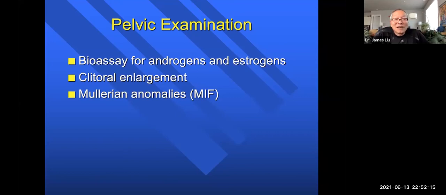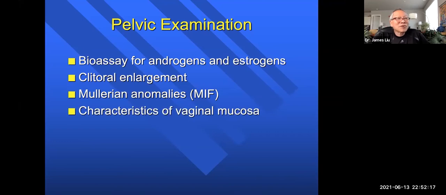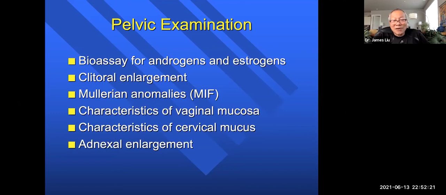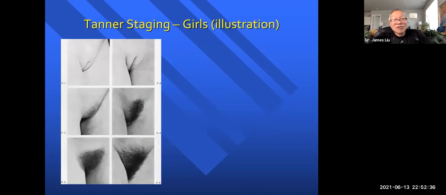And we're going to look at the characteristics of the vaginal mucosa, the cervical mucus, and obviously you want to look for Skene's and Bartholin's gland enlargement. This may not be that evident, obviously, because of the habitus of the patient, so that may limit your ability to really appreciate small gland enlargement.